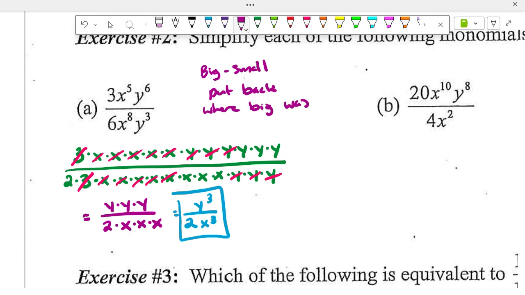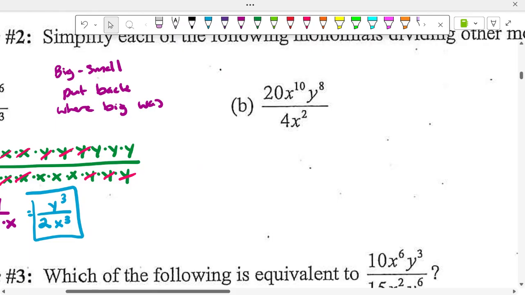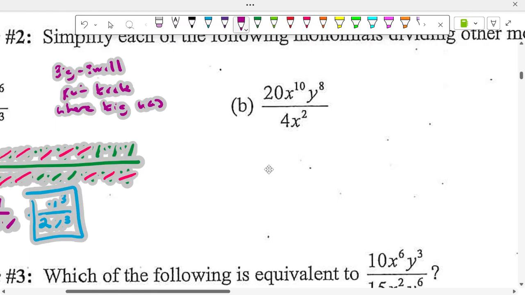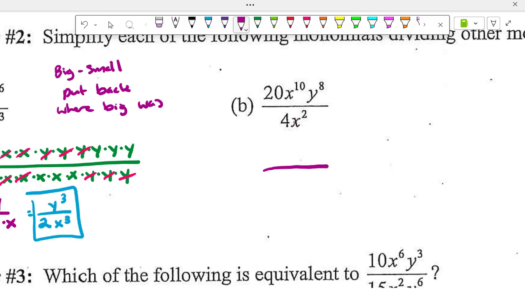So let's look at the next example. I'm going to do that for that one. So first off, 20 over 4 simplifies down to what? 5 over 1. Now, the x's, I have x to the 10th over x to the squared. So if I subtract those, that means I have x to the 10 minus 2, which is what? X to the 8.